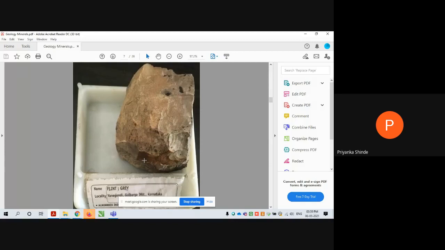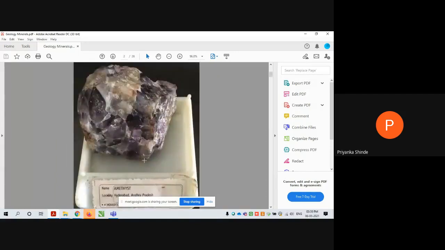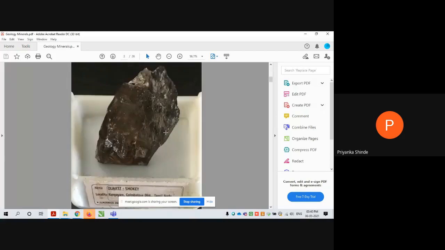Tenacity is brittle. Then the next property is form. If you see all these quartz, they have a definite crystalline shape, but these crystals are not clearly seen with the naked eye. Then it is called cryptocrystalline. On this amethyst, you can see the crystals, but they are not perfectly developed. Then we use the word crystalline to describe such crystals. So here the form will be crystalline massive.